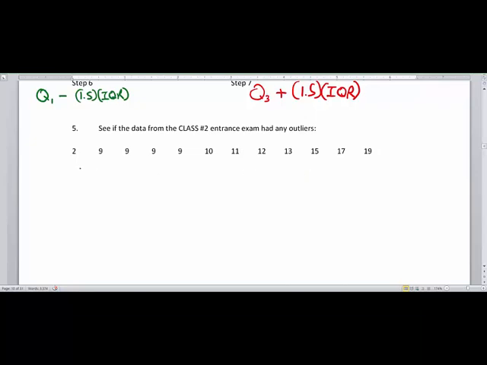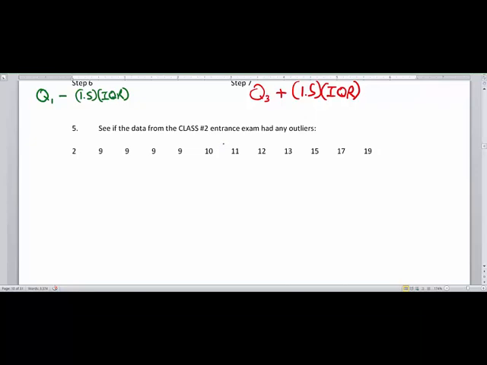How about the 2? Do you consider 2 to be an outlier? Is it close enough to the group that you can consider it low but not an outlier? Or is it too far away and therefore maybe we shouldn't include it with the data for the variation? Well, let's actually do all of the steps.